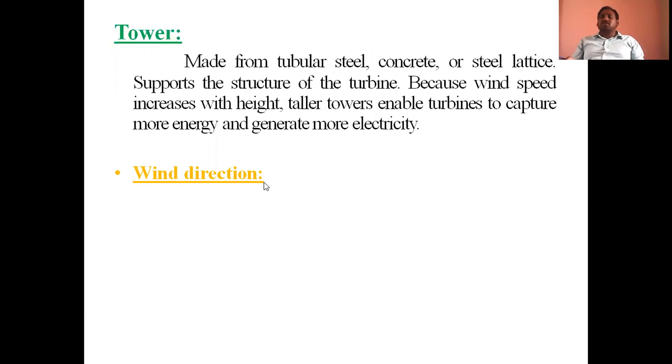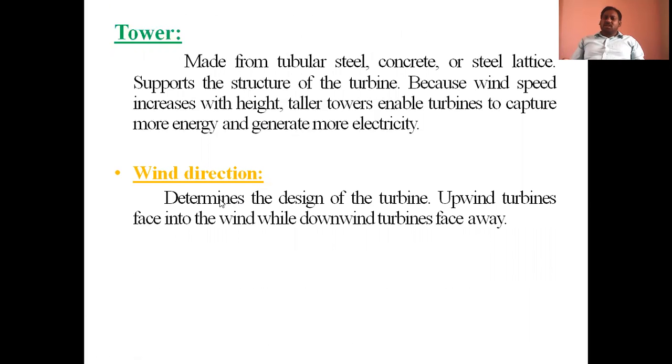Next one is wind direction. See here, the wind direction determines the design of the turbine. Upwind turbines face into the wind, while downwind turbines face away. Upwind turbines can provide the required rotational motion and mechanical energy. If downwind, the speed of the turbine is less. Rotation is there, but speed is less. Then power generation is low here. That is the need. Always we require upwind turbines, to rotate in a particular direction with increased velocity or speed.